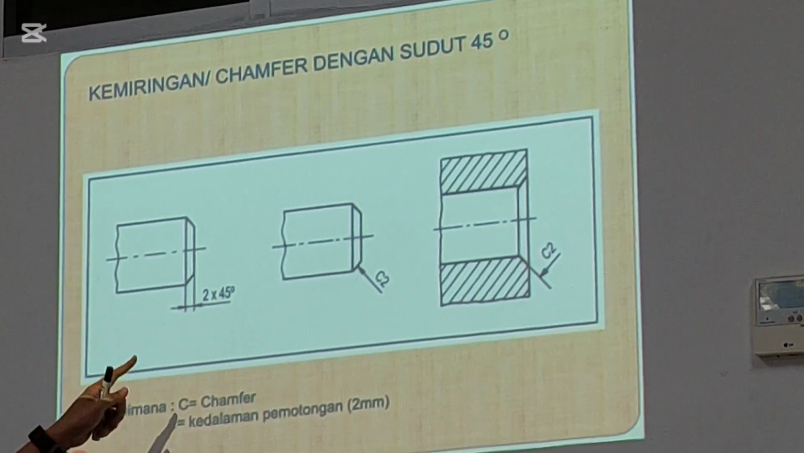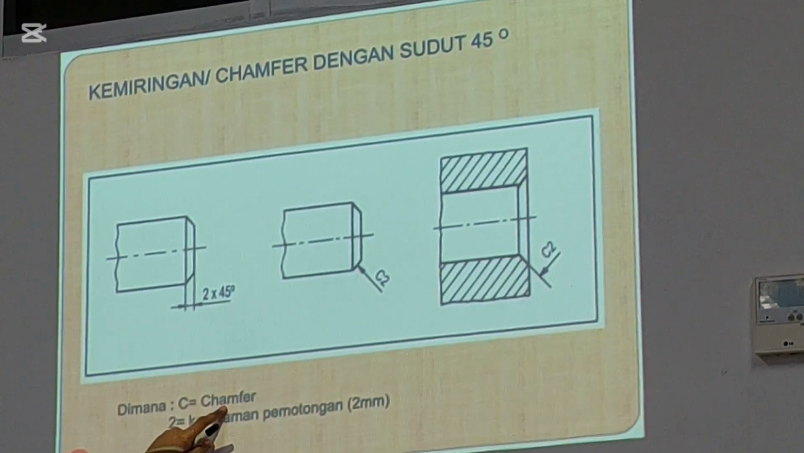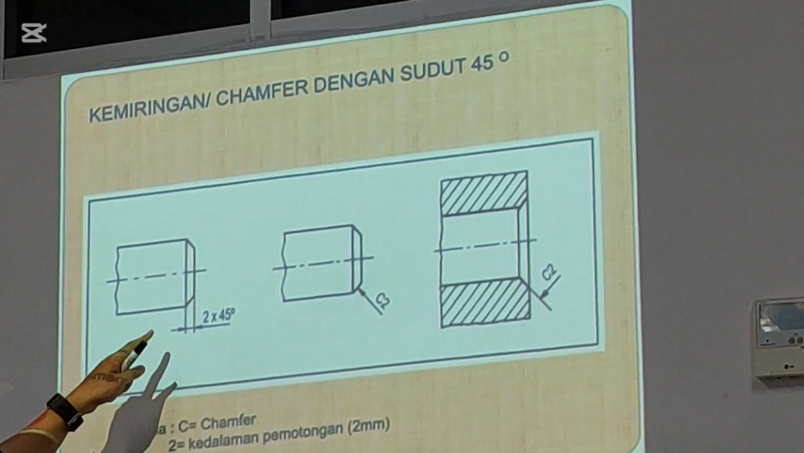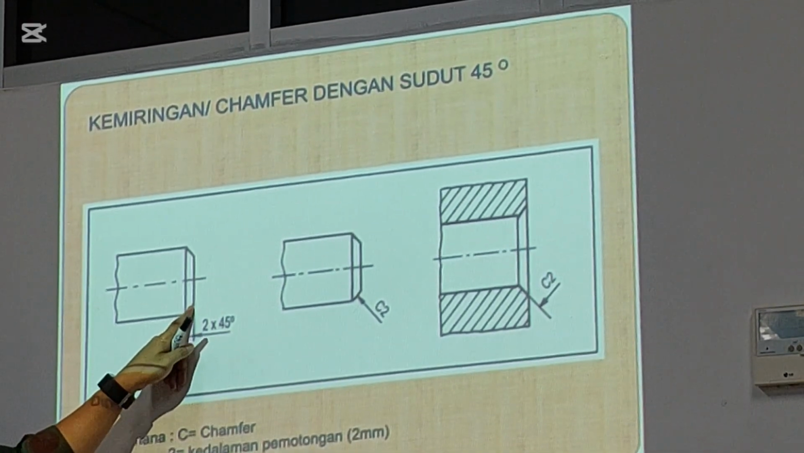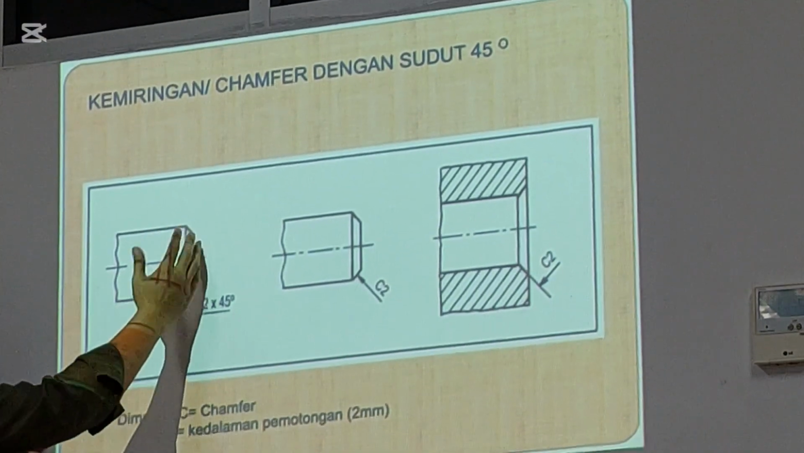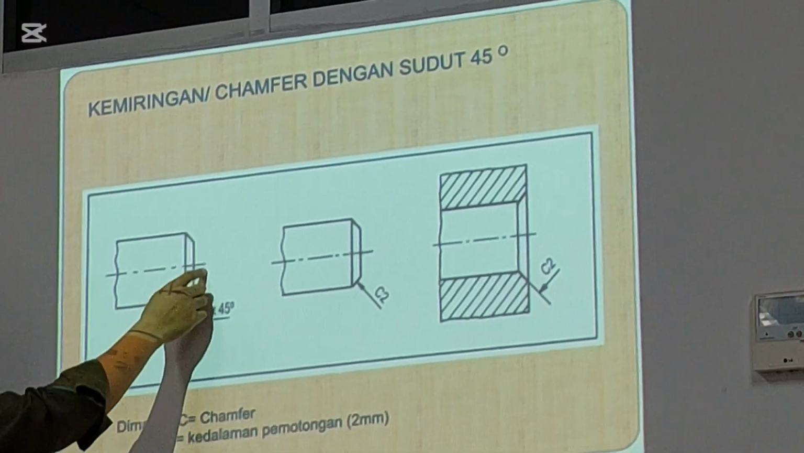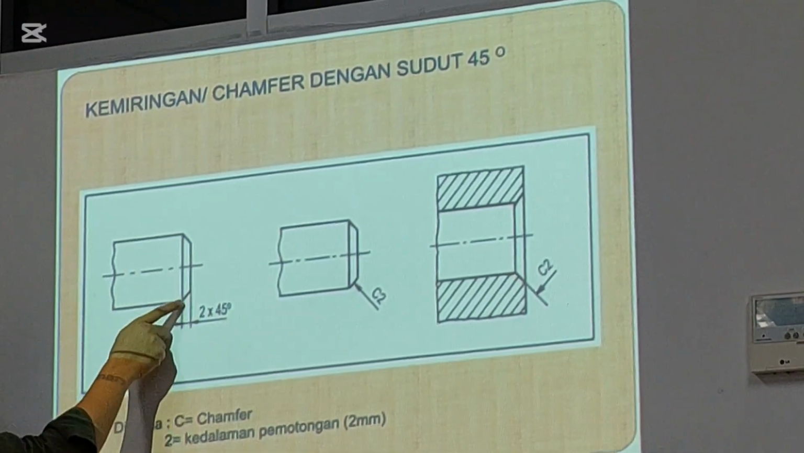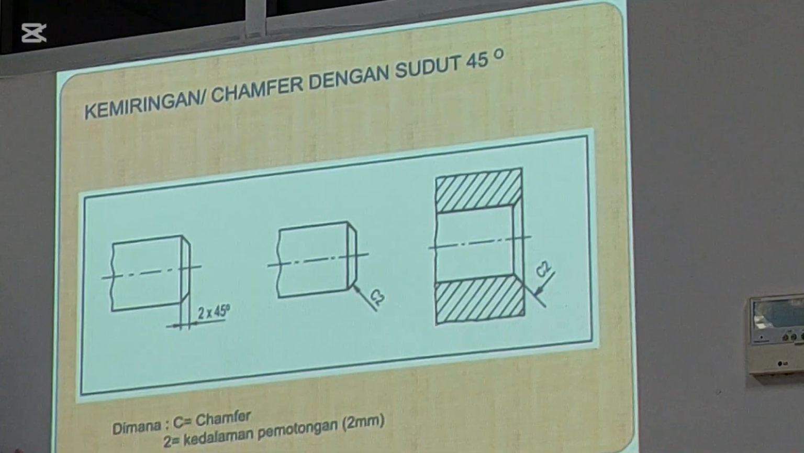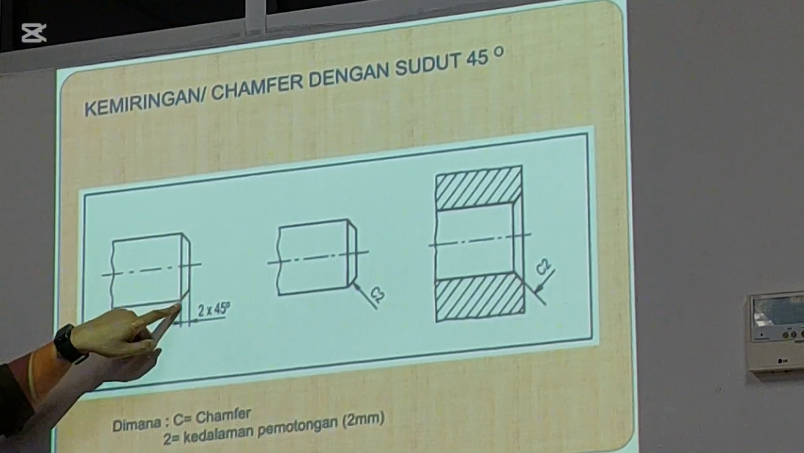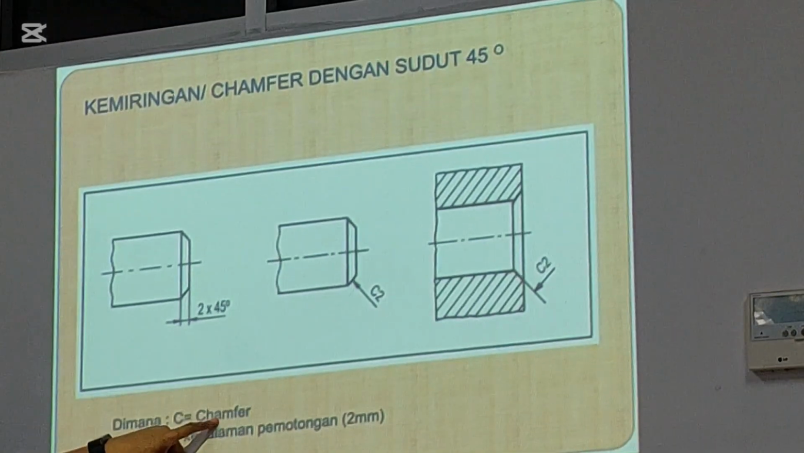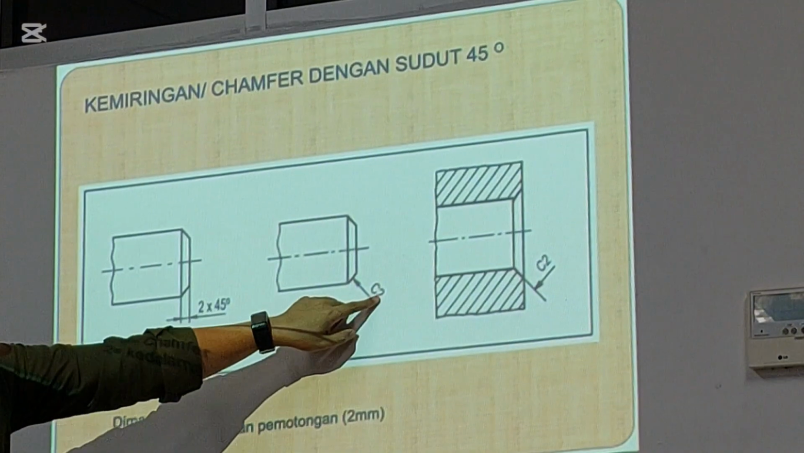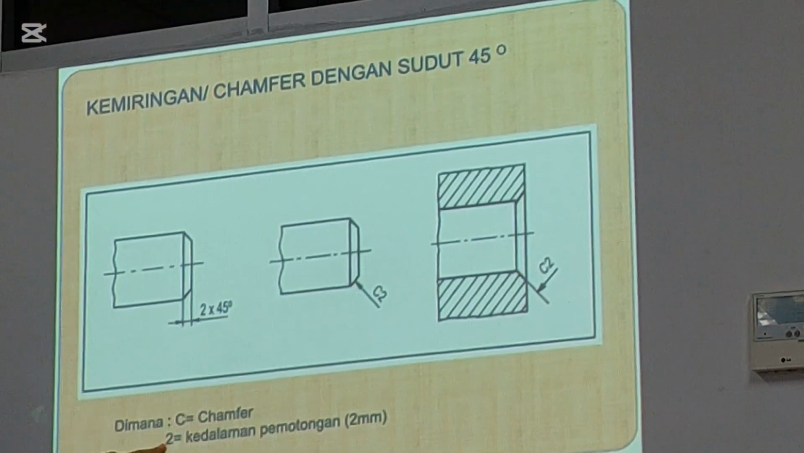And C stands for chamfer. Do you know chamfer? Chamfer is shaped like this. So at the end of some shaft, we need to cut into a specific angle. So the shape will be like this. This is called a chamfer. And the size of the chamfer is shown in front of C2. It means that the chamfer size is 2 millimeter.